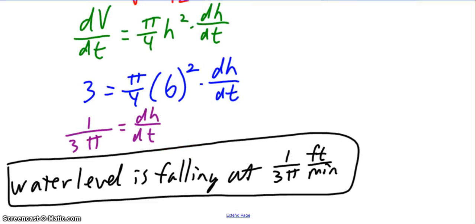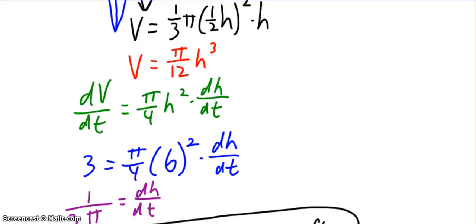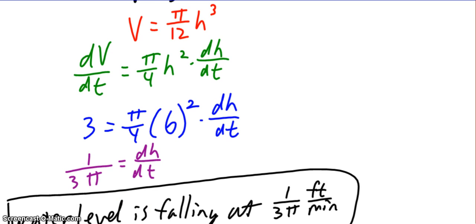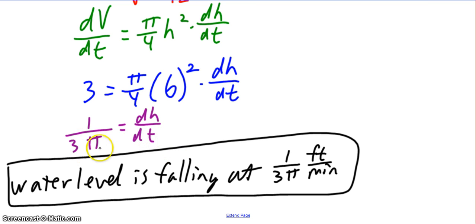Okay, so we should end up with the water level is falling at 1/3 pi feet per minute. Once we had V equals pi/12 h cubed, we can take the derivative with respect to t. So dV/dt equals the derivative of pi/12 h cubed, which is pi/4 h squared times dH/dt. Substitute in 3 for dV/dt and 6 for h, and then just isolate dH/dt, and I get 1/3 pi.